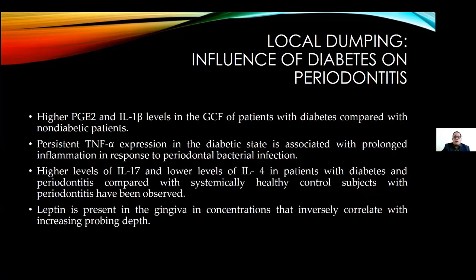Apart from this, there are also higher prostaglandin E2 and interleukin-1 beta levels when patients with diabetes are compared with non-diabetic patients. There is persistent TNF-alpha expression in the diabetic state, associated with prolonged inflammation in response to periodontitis. There have also been higher levels of interleukin-17 and lower levels of interleukin-4. Interleukin-4 is at times considered an anti-inflammatory cytokine. So in patients with diabetes and periodontitis, when compared with systemically healthy patients with periodontitis, we find higher levels of interleukin-17 and lower levels of interleukin-4.